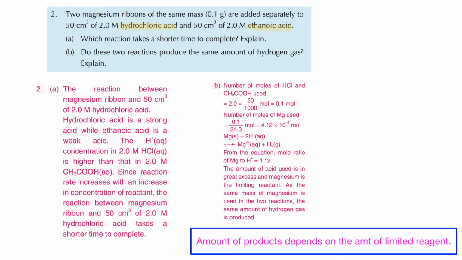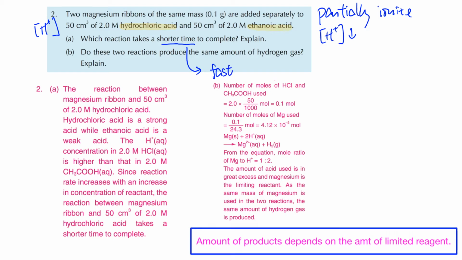So weak acid tells you that they will be partly ionized, or partially ionized. So the concentration of H+ here will be relatively lower than the concentration of H+ in the HCl. So which reaction takes place in a shorter time? Shorter time means faster rate. So we'll know that the faster rate should be talking about HCl.